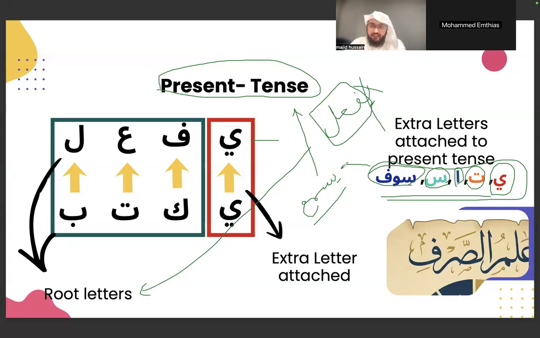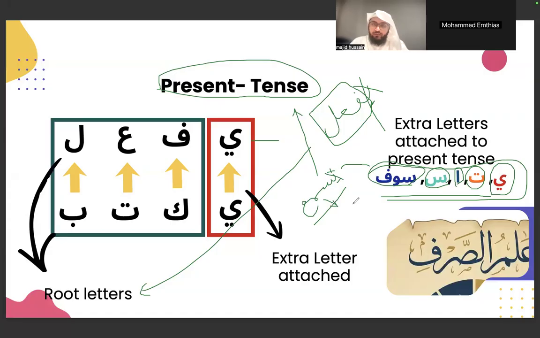And I can see here, it's in the beginning of the verb, and that gives me a clear sign that this is not part of the root letters. So I will cancel this letter. And the remaining letters which I have, Seen, Meem, and Ain, they are my root letters.